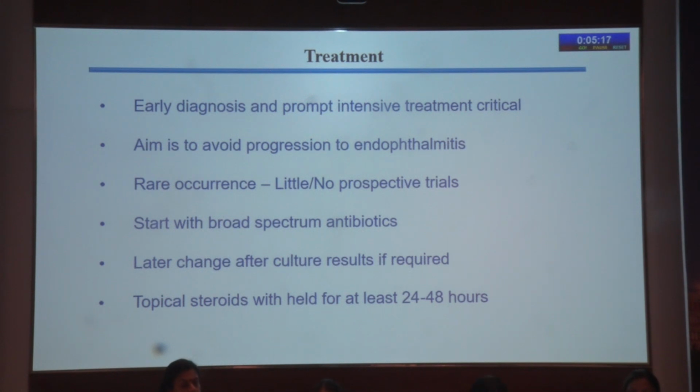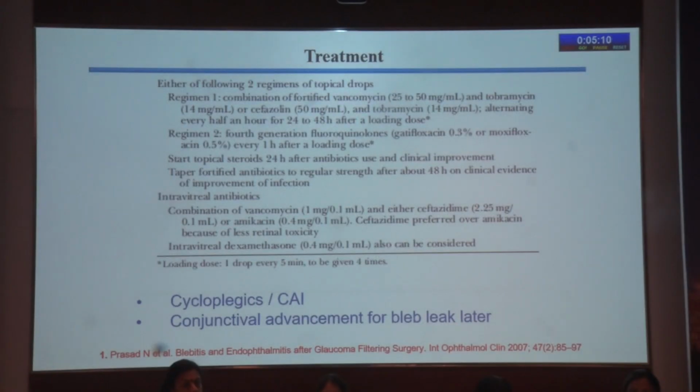Topical steroids have to be avoided for at least 24 to 48 hours unless you see a clinical improvement in the bleb infection. So this is an example of a regimen. You give a combined fortified vancomycin and tobramycin, or fortified cefazolin with tobramycin. So the idea is to take care of both the gram-positive as well as the gram-negative organisms. Or you can also give fourth-generation fluoroquinolones.